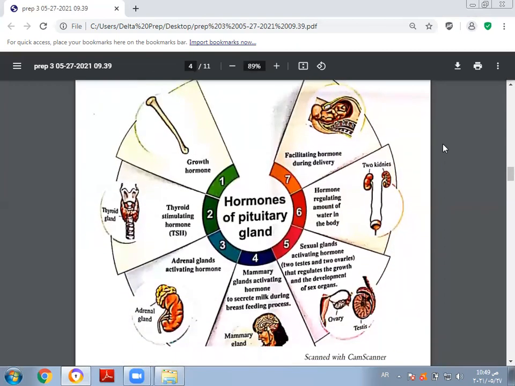This diagram illustrates a group of hormones that the pituitary gland secretes, such as growth hormone, thyroid stimulating hormone or TSH, adrenal gland activating hormone, a hormone activating the mammary glands to secrete milk during breastfeeding, and hormones activating the testes and two ovaries that regulate the growth and development of sex organs. There is also a hormone regulating the amount of water in the body and a hormone facilitating delivery.